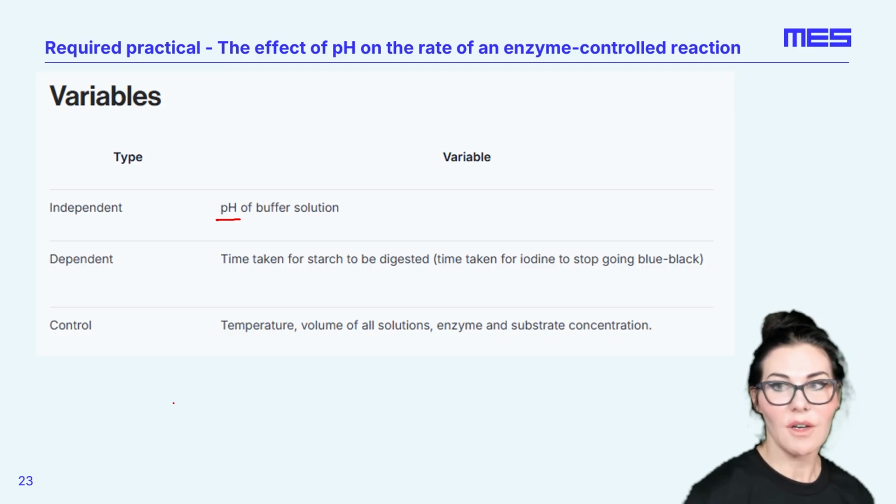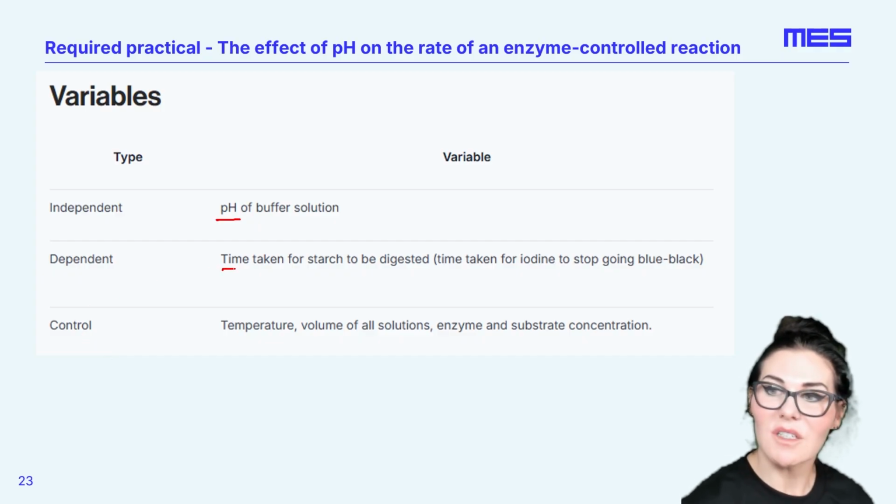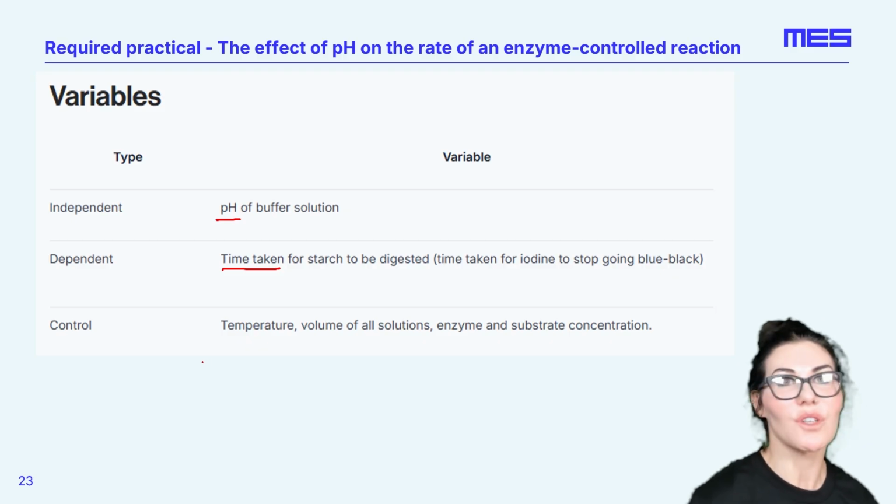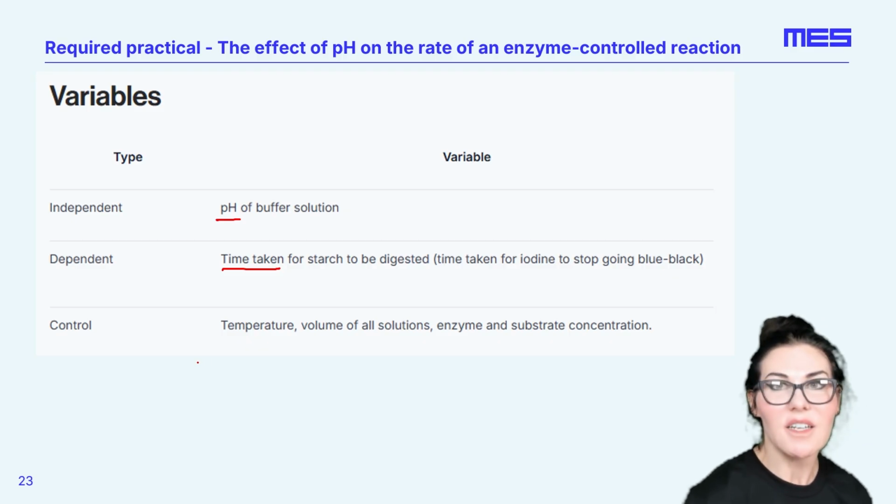We changed that. Dependent variables are our results. So what are we recording as a result? In this case, it was the time taken in seconds for the starch to be digested, for the iodine to stop going blue-black.